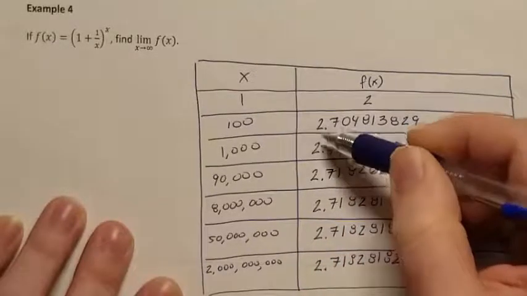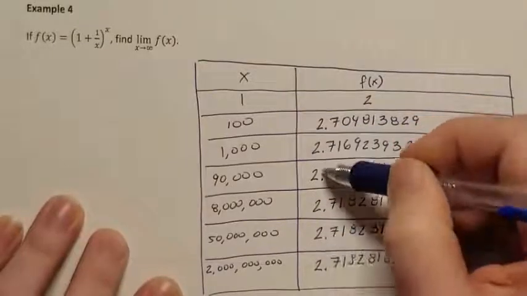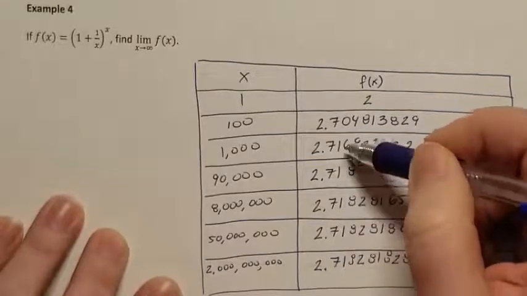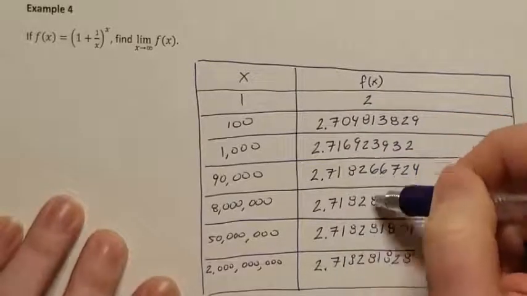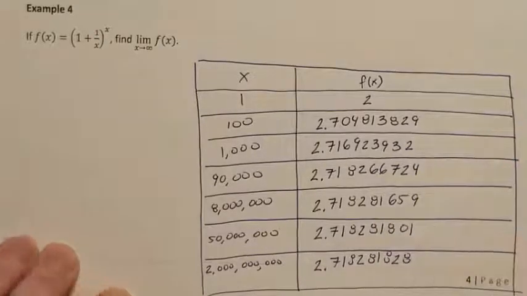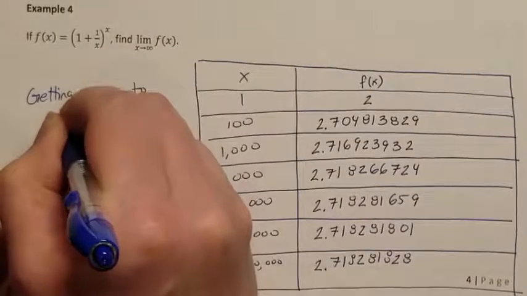So I observe it's getting closer and closer. Like the whole numbers are always 2. Then you always have the decimal. Then it's followed by 7, and then by 1s, and then by 8s, and then by 2s, and then by 8s, and then by 1s, and then by 8s. I see it is getting closer and closer to this decimal.